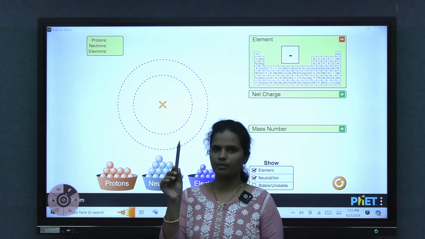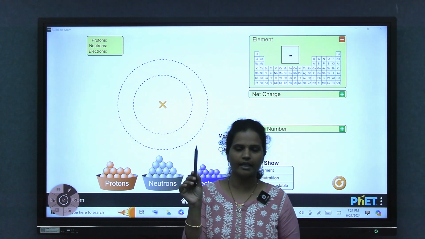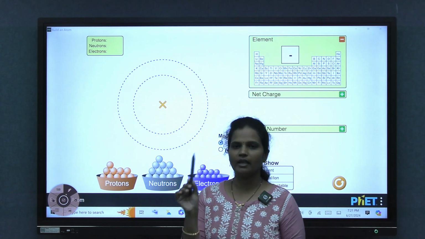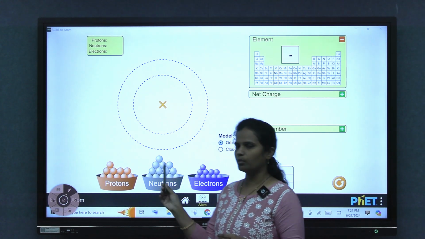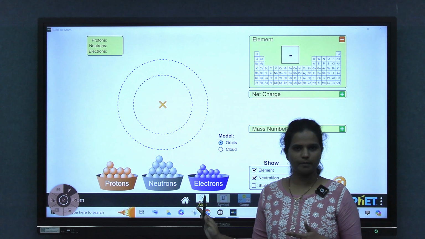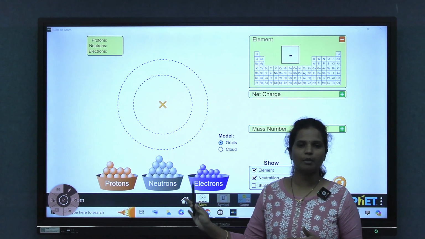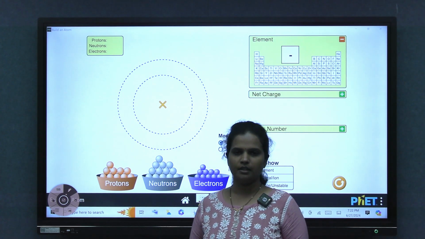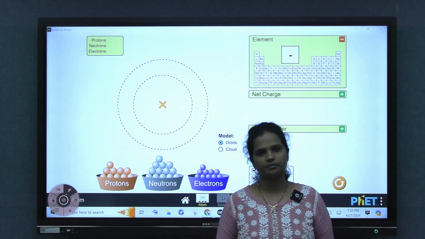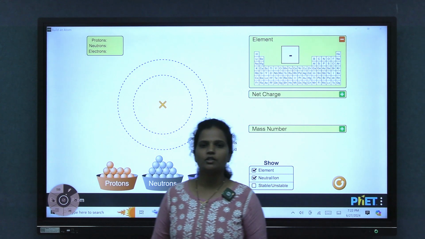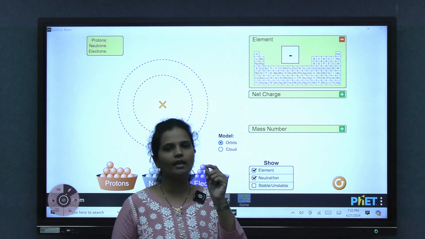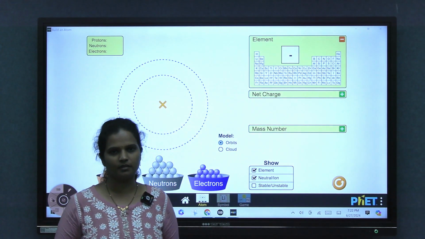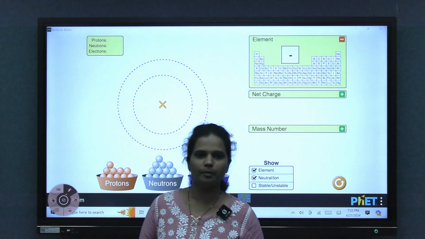Let us take an example, this stylus. It is an example of matter. In a classroom, this stylus or a board occupies space and has mass. Some amount of weight is there, right? So this is called matter. Then what is meant by an atom? An atom is the smallest particle of matter.